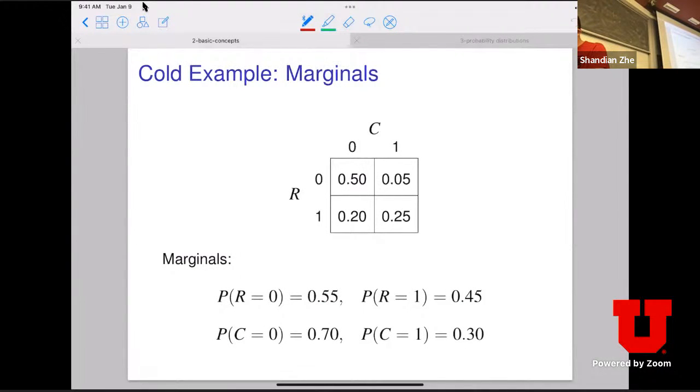If you want to compute the marginal probability of R, whether this person has a runny nose or not, you just sum over the columns. P of R is 0 is 0.5 plus 0.05, which is 0.55, and P of R is 1 is this plus this, 0.45. If you want to compute the marginal probability of the weather, cold or not cold, you just sum over the rows. P of C is 1 is 0.5 plus 0.2, which is 0.7, and P of C is 0 is 0.05 plus 0.25, which is 0.3.